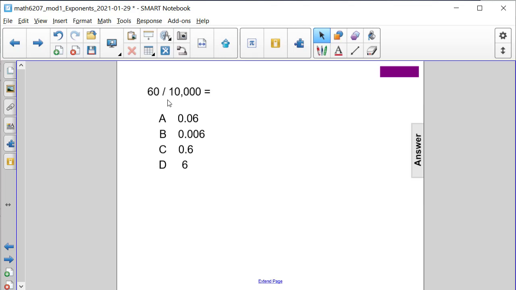What is 60 divided by 10,000? Is it A, 6 hundredths? Is it B, 6 thousandths? Is it C, 6 tenths? Or is it D, 6?